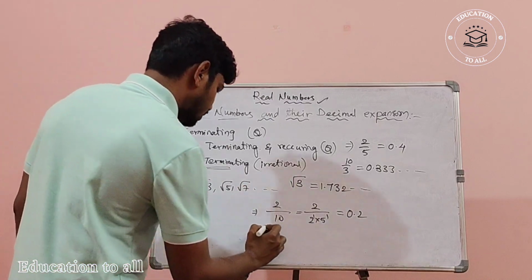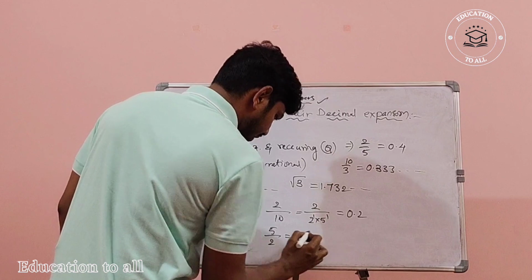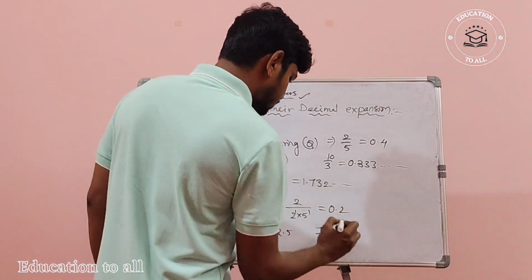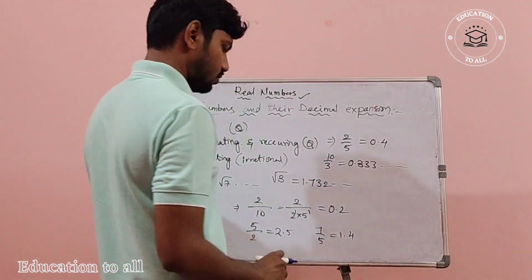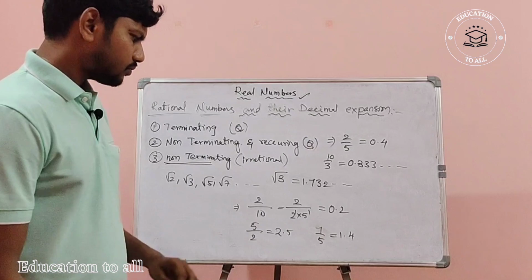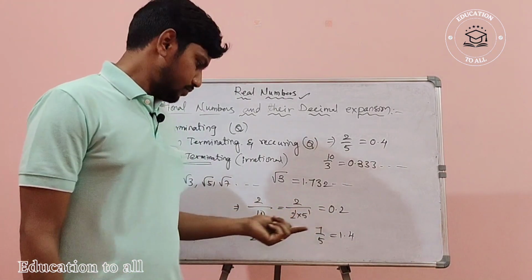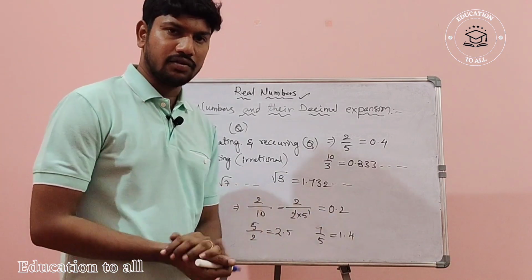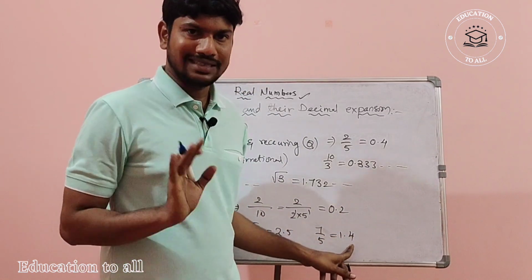And one more example. 5 by 2, it is also 2.5. 7 by 5, 1 point remaining 20 means 4 times 20, so 1.4. Now we should identify: 2 by 10 is 0.2, 5 by 2 is 2.5, 7 by 5 is 1.4. Every time the decimal expansion stops somewhere.